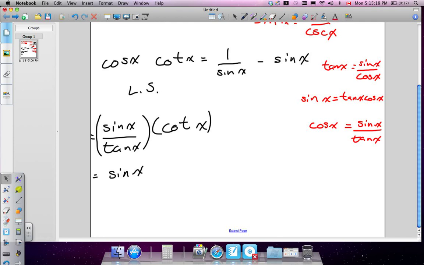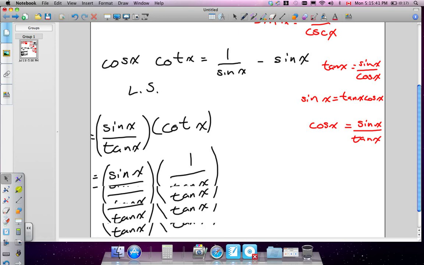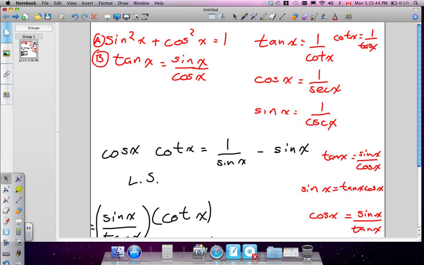So now we're going to replace our cotangent x with 1 over tan x. Does this make sense so far? Okay, so now I've replaced that. Well, according to my right side, if I were to multiply these fractions, I'd have sine x over tan squared x. But looking at my rules, I have no idea what a tan squared is going to be, so I don't really want to go down that route.